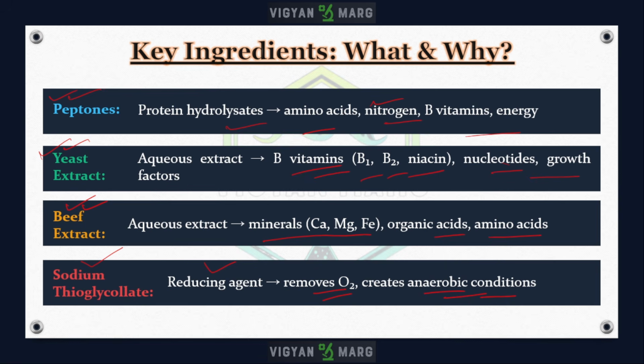If you understand what each of these ingredients does, you can look at the composition of an unfamiliar medium and predict what kind of organisms it will support, and then you can select the components according to your medium.